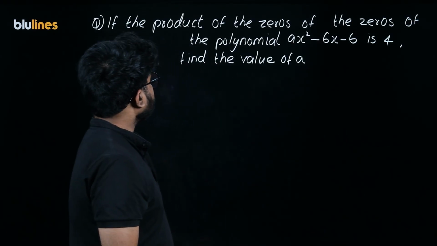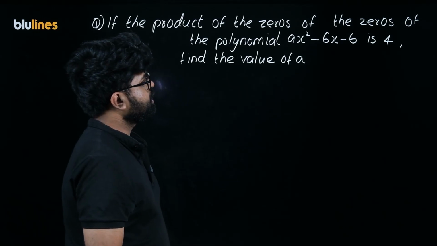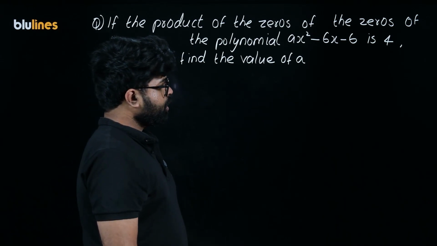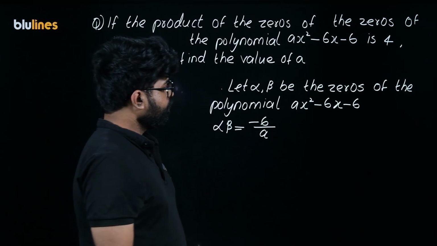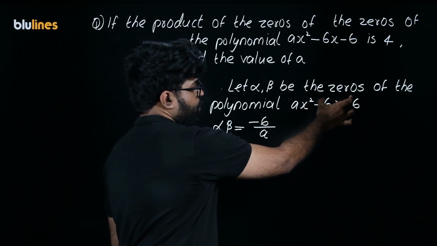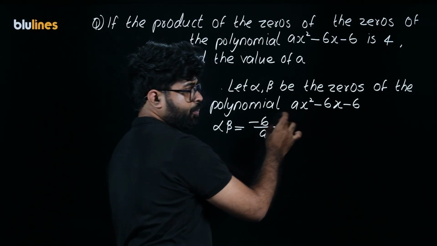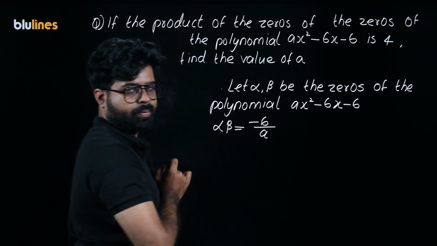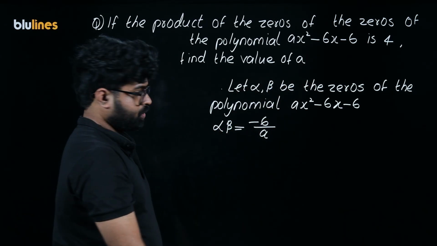Next one: if the product of the zeros of the polynomial a x squared minus 6x minus 6 is 4, find the value of a. It is given that the product of zeros, alpha beta, is equal to 4. Also, we know the relationship between product of roots and the coefficients: the product of roots is equal to the constant term divided by the coefficient of x squared, which is negative 6 upon a.